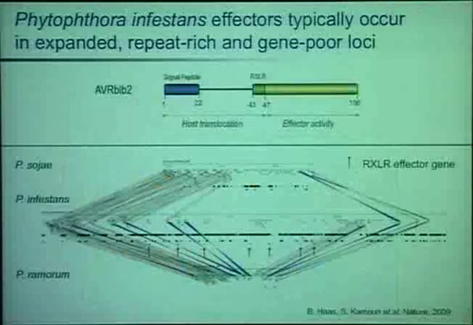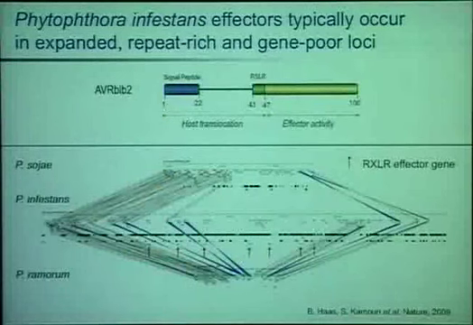Okay, so where do these effectors reside? And I'll show you some slides from our work with Phytophthora infestans. We have a very large effector repertoire. There's about 1,000 of these effector genes in the genome of the pathogen. Phytophthora infestans has about 18,000 genes, so quite a lot of the genome is devoted to effectors. And what we discovered is that the effectors tend to reside in these expanded repeat-rich regions.